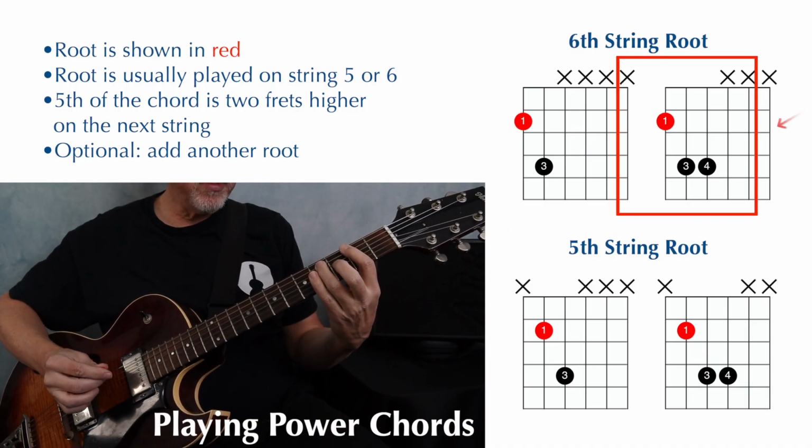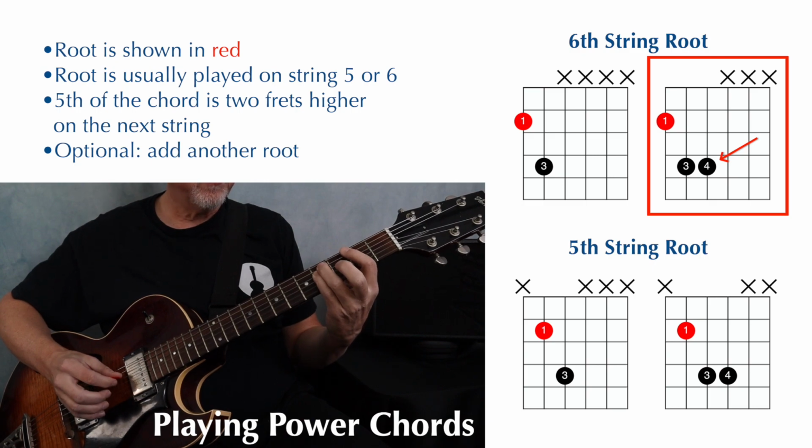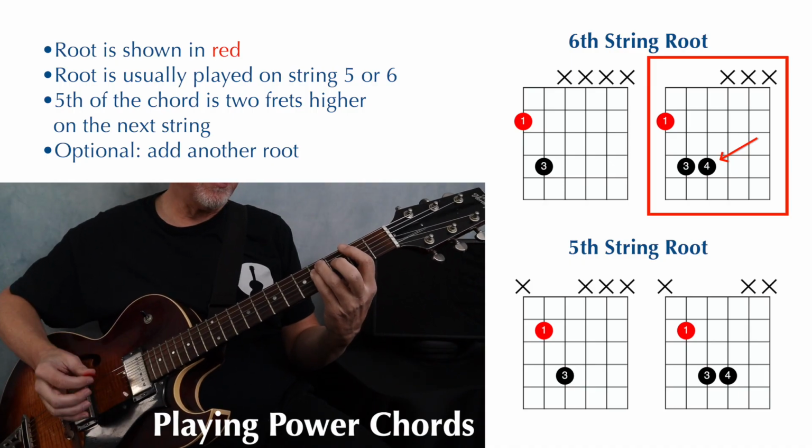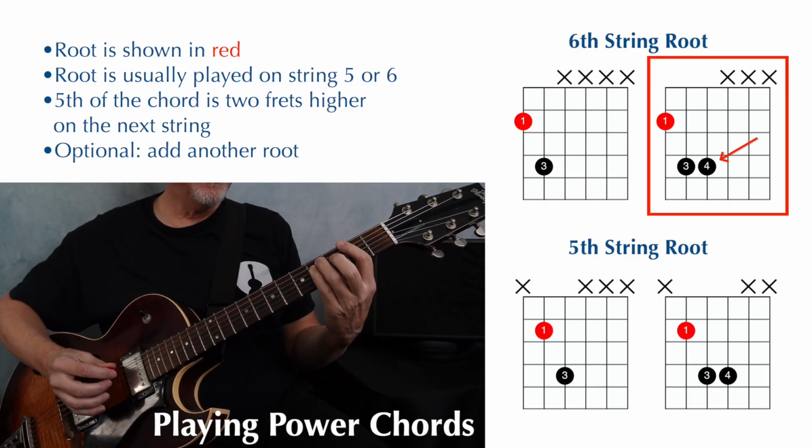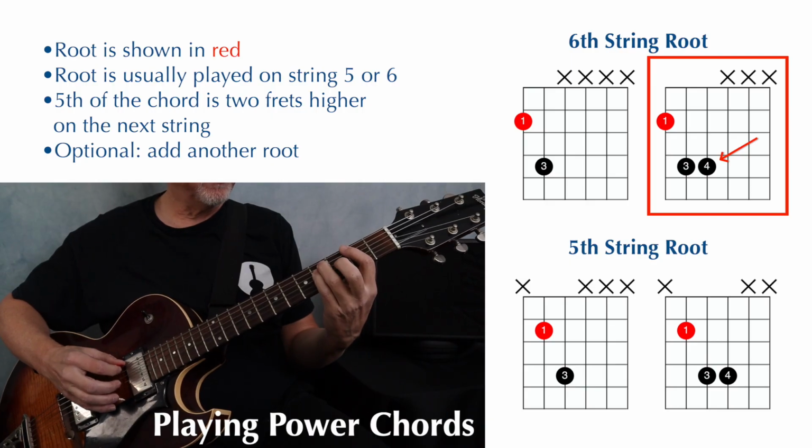You can add another note on the 4th string, same fret as the 5th of the chord. That note happens to be another root, it's just an octave higher than your lower string, and you play that note with your 4th finger.